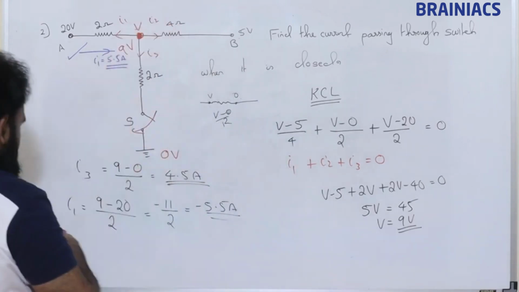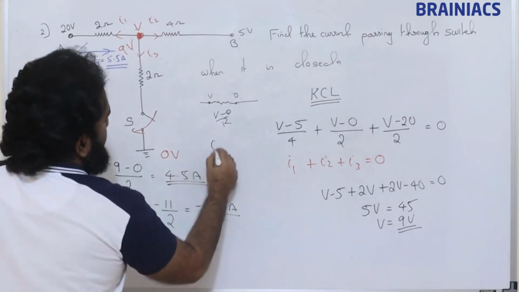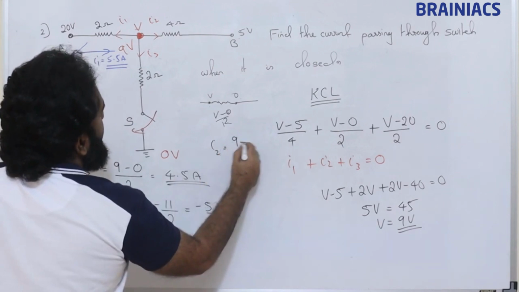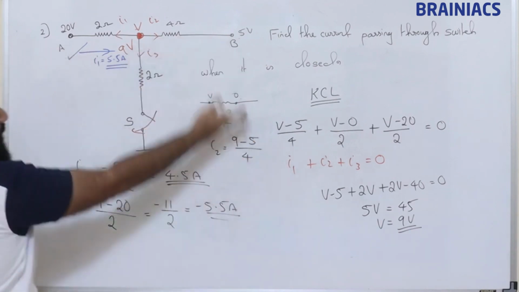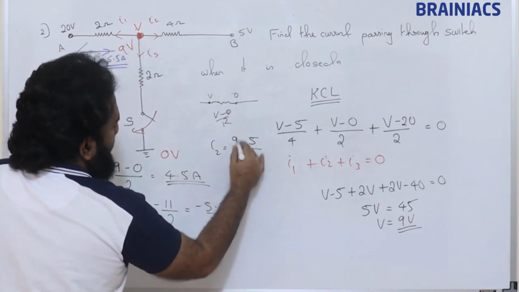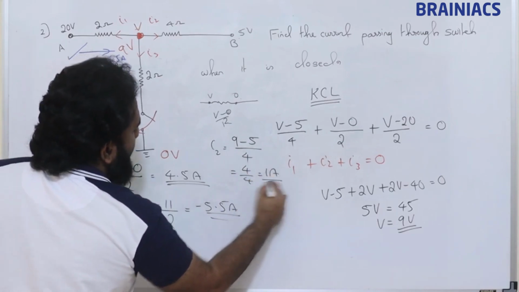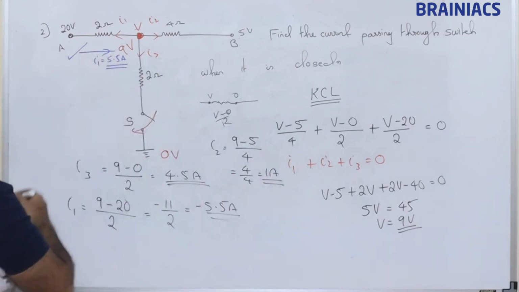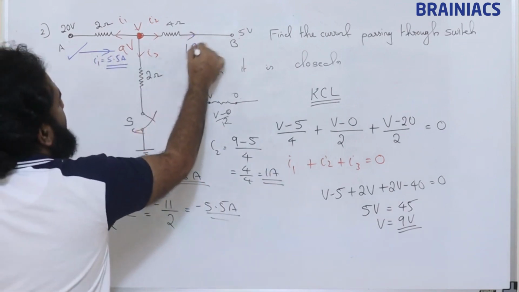What about I2? If we try to find I2, it is nothing but (9 minus 5) divided by 4. 9 is greater than 5, so definitely we will get a positive value. So how much is this? 4 by 4 is nothing but 1 ampere. So 1 ampere is leaving, no worries, which is correct. So 1 ampere is leaving here.